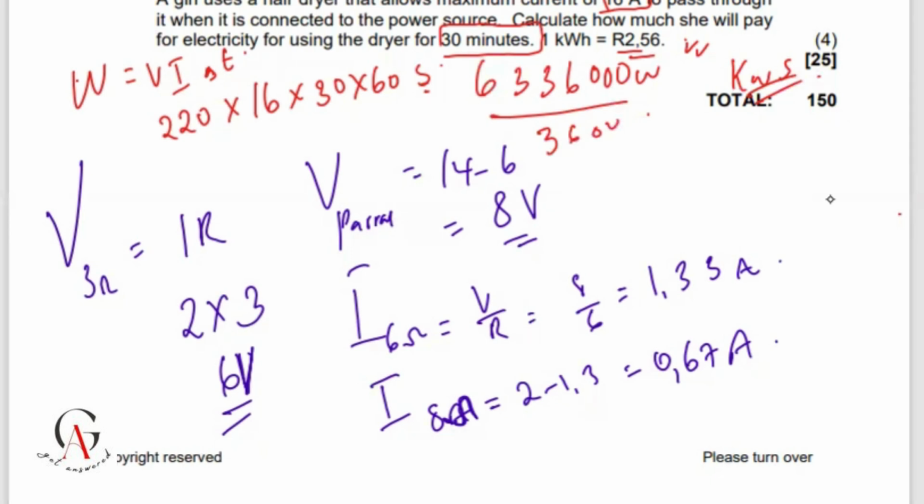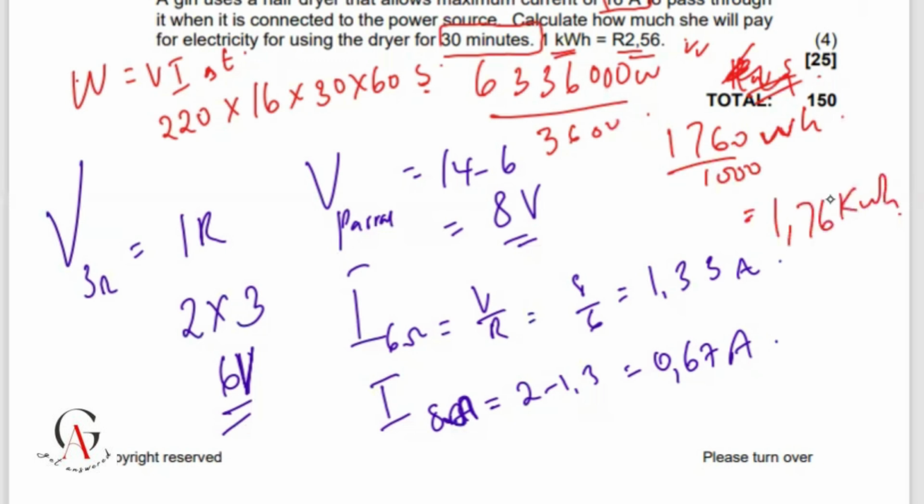Let's see if we get our answer. Divide by 3,600. I'm getting 1760. 1760 watt hour. But the unit of electricity is in kilowatt. Divide by 1,000 again, which becomes 1.76 kilowatt hour. So 1 unit and 76 points. Then I'm going to multiply this by the 2.56.